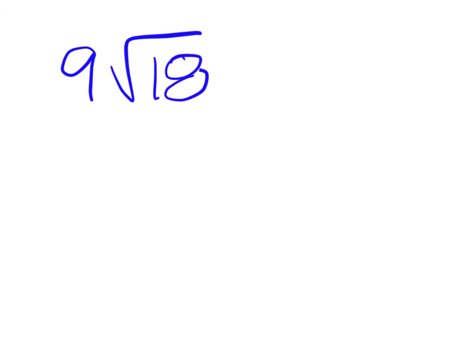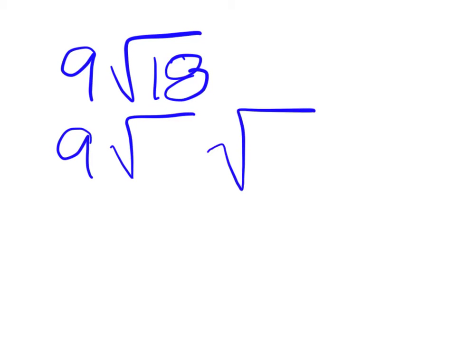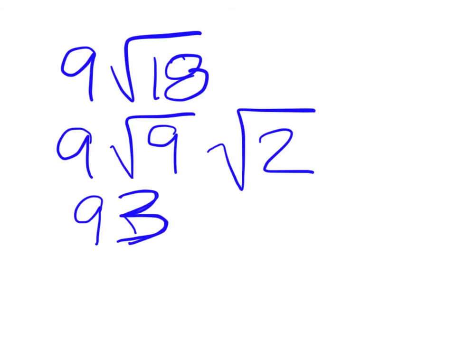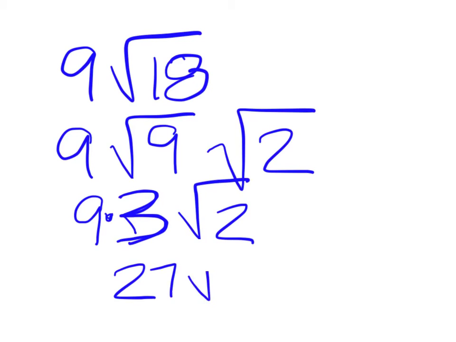To get the 9 square root of 18, you break up the square root of 18 as first the highest perfect square that comes out of 18, which is 9. And then you have to multiply 9 by 2 to get 18. So you end up with the square root of 9 being 3. And then 9 times 3 is 27. 27 square root of 2.